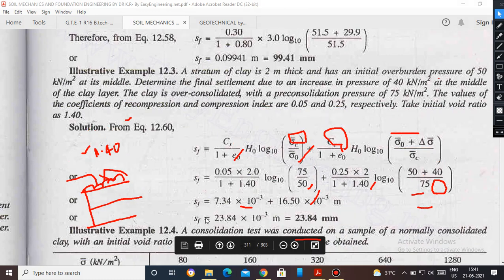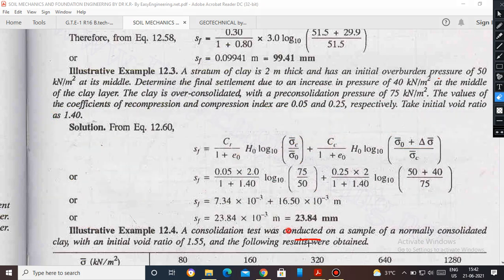This value we are taking as the final settlement of the clay layer, SF equals 23.84 into 10 power minus 3 meter, which will be equal to 23.84 mm. In this way, we will calculate the settlement of the clay layer for these conditions.